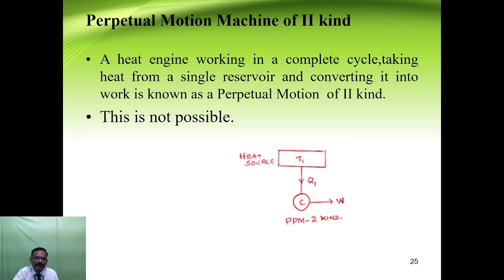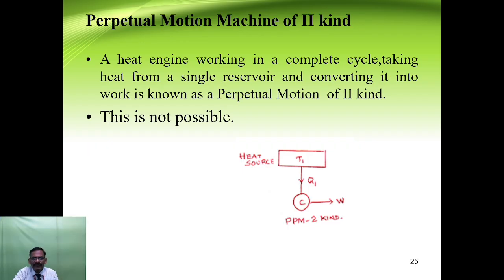Similarly to perpetual motion machine of the first kind, here there is also a perpetual motion machine of the second kind. It relates to the heat engine. A heat engine working in a complete cycle, taking heat from a single reservoir and converting it into work, is known as a perpetual motion machine of the second kind. It is not possible. So we already concluded that for functioning, an engine needs two reservoirs.